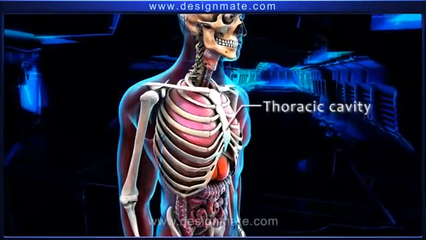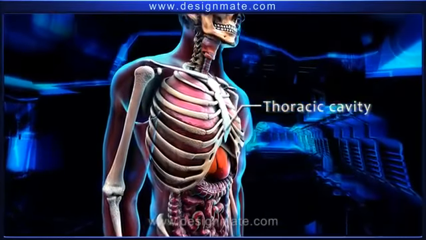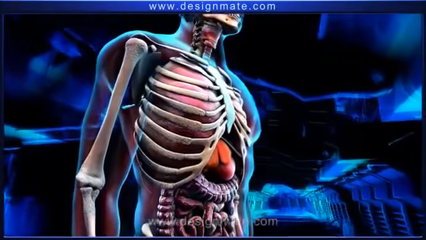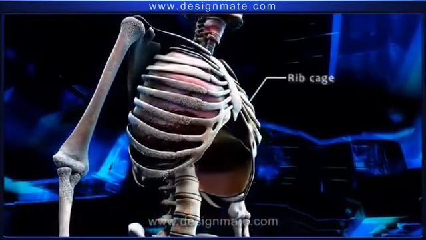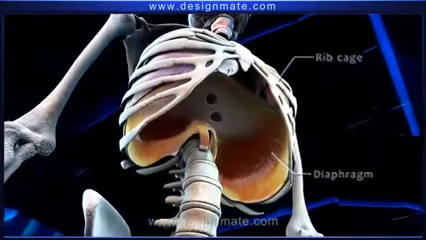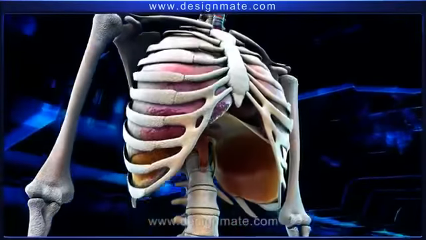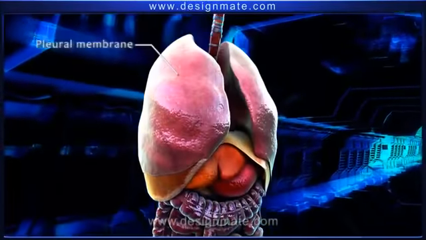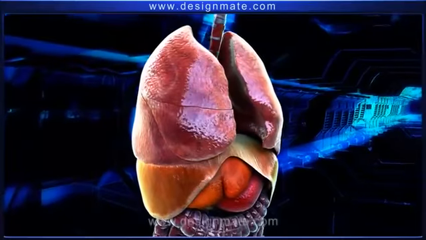are present in the thoracic cavity. In the thorax region, the rib cage and a dome-shaped fibrous tissue known as the diaphragm are observed. Present within the rib cage are the pleural membranes, which enclose the lungs.